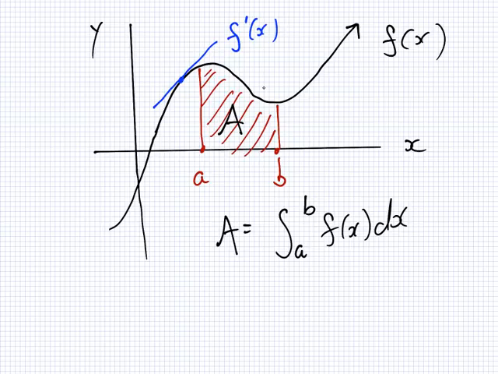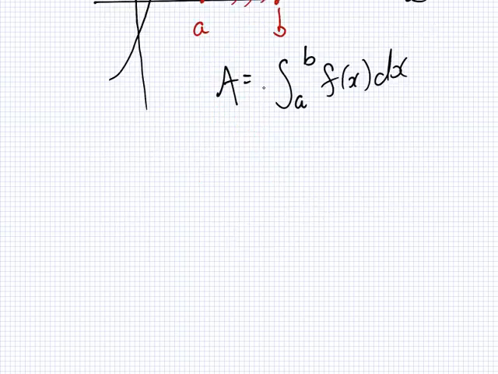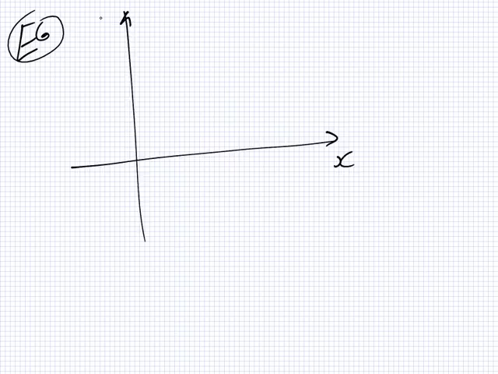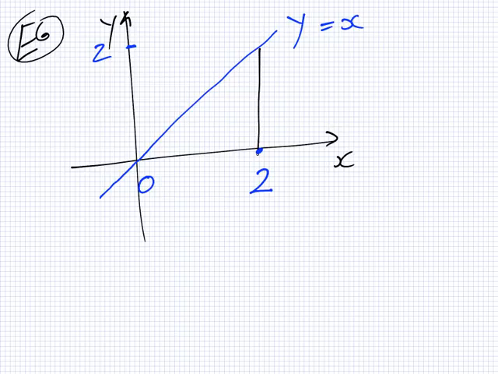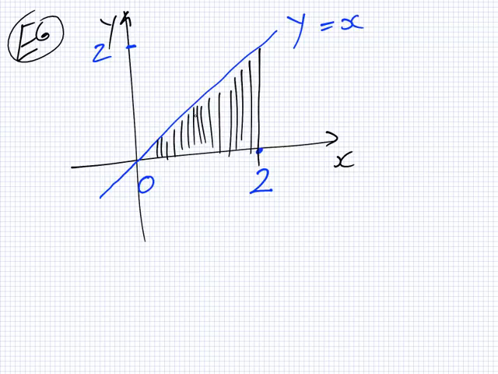But first, let's do an example where we know the answer. Let's take something very simple like this: y equals x. And this is the point 0, and this is the point 2. So, what's the y here if x is 2? 2. What shape is this? Triangle. So, what should the area be? 2 in total. A half the base by the height.